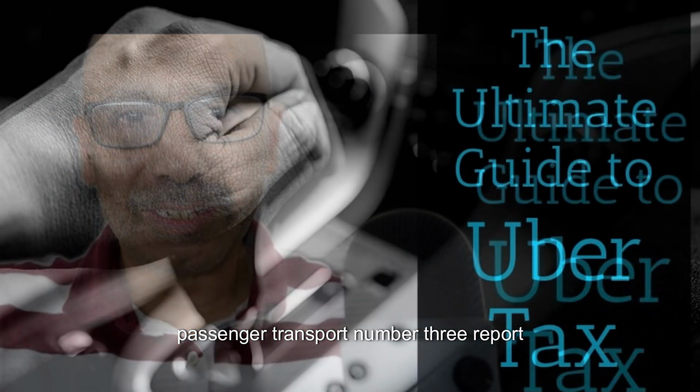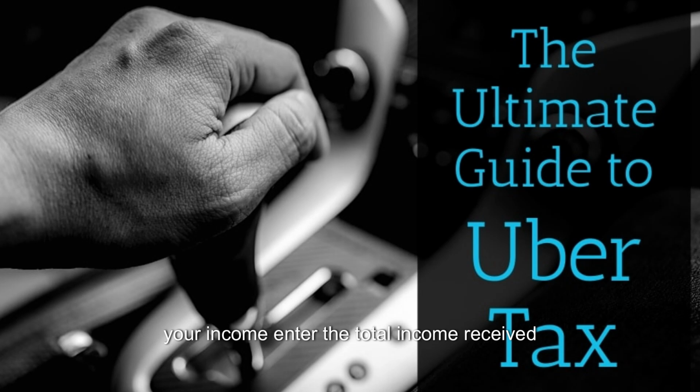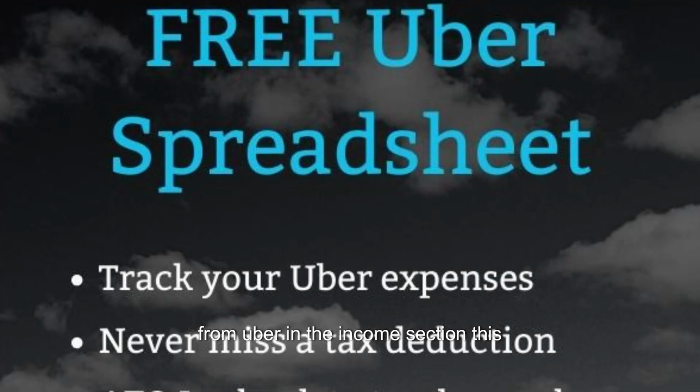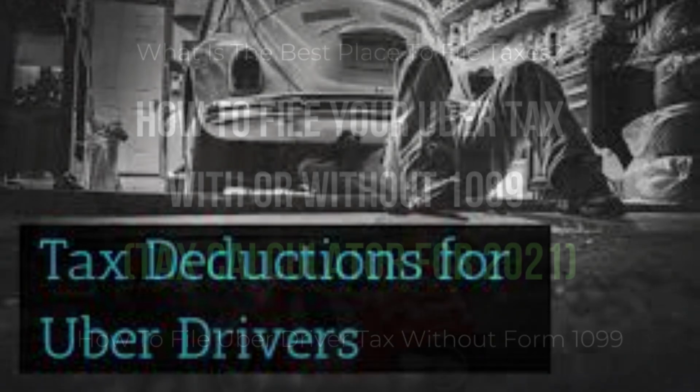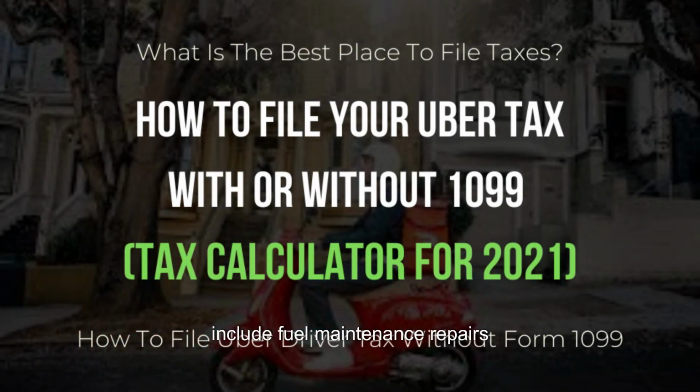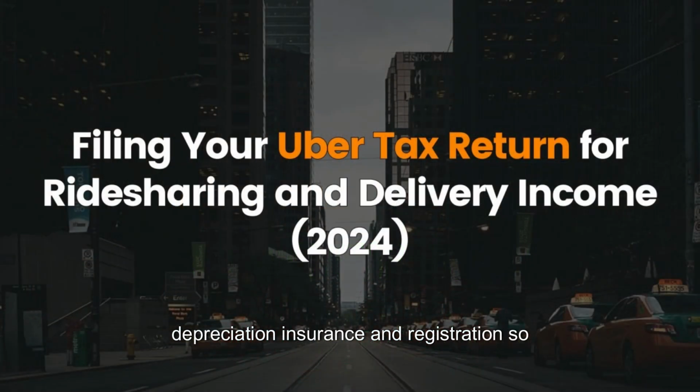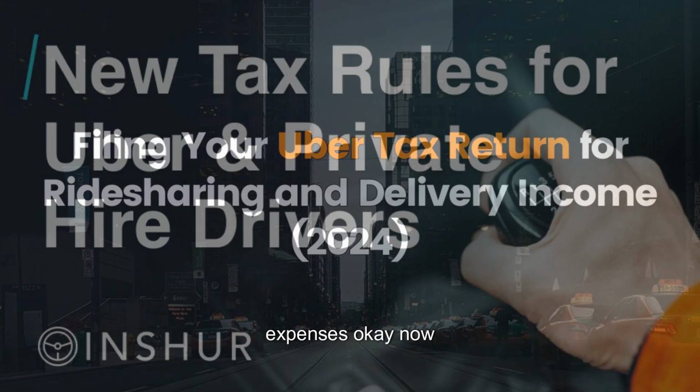Number 3, report your income. Enter the total income received from Uber in the income section. This includes all fares and bonuses. Number 4, report expenses like vehicle expenses, including fuel, maintenance, repairs, depreciation, insurance, and registration. So you need to report expenses of your vehicle expenses.